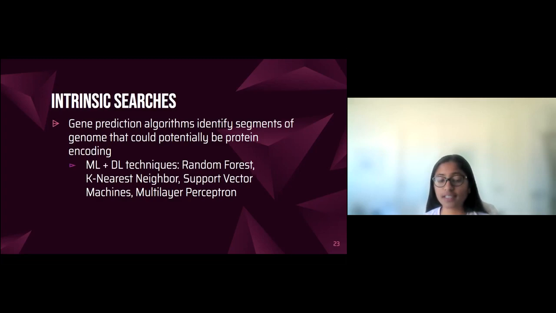And certain machine learning and deep learning techniques that can be used in this intrinsic search are random forest, k-nearest neighbor, support vector machines, and multi-layer perceptrons, which are basically simple neural networks. So the reason that there are so many techniques listed here is because researchers are always coming up with new ways to solve this problem from a different angle. And we'll also be learning at the end of this workshop how to apply some of these techniques, like random forest, for example, to our own data sets. So that'll be exciting.